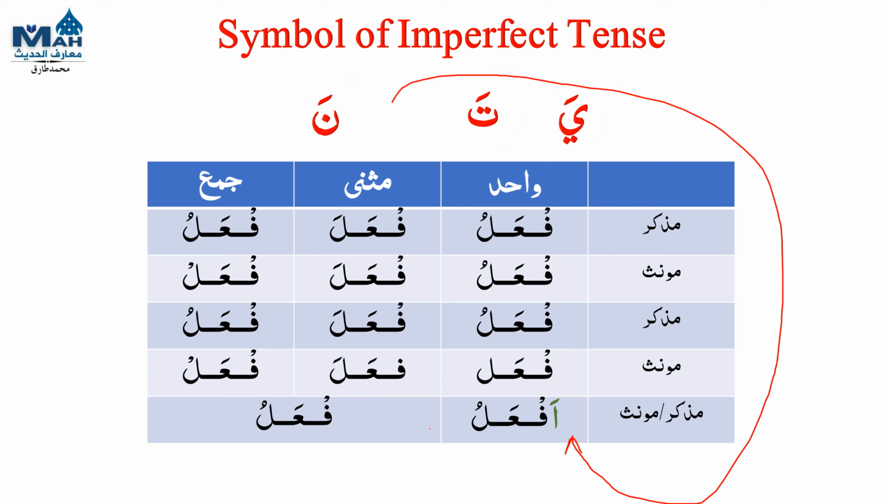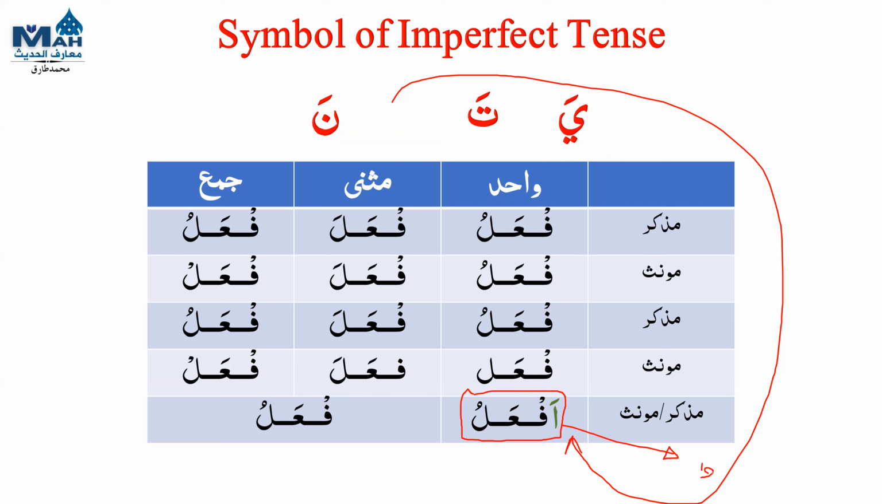Dr. Smitha, this position is for which construction? For Wahid Muzakkar, Hazir, Ghaib, what? This position? This is for the Wahid, sir. Wahid what? Wahid, irrespective of Muzakkar or Muannas. Wahid Mutakallim, yes. Okay, it is for Wahid Mutakallim. In English, what do we say? First person, sir. First person. This is for first person. Okay. So remember, this alif, the symbol of imperfect, is used in the full chart in one place only.